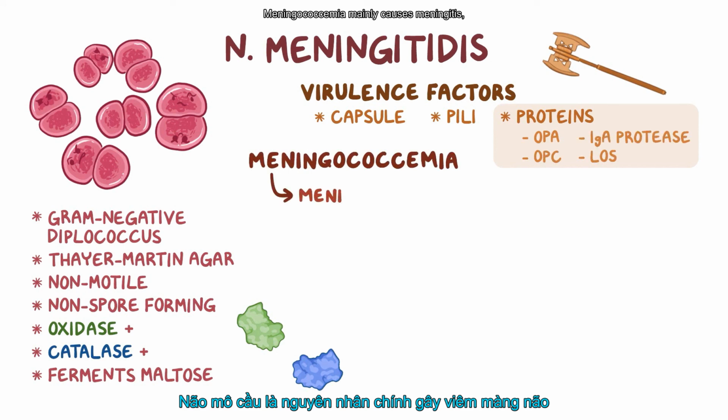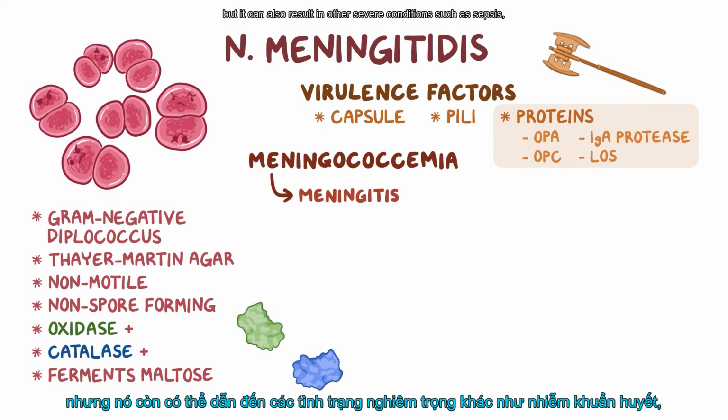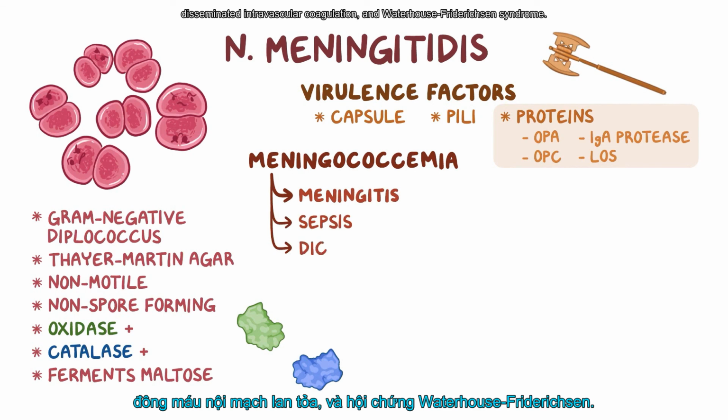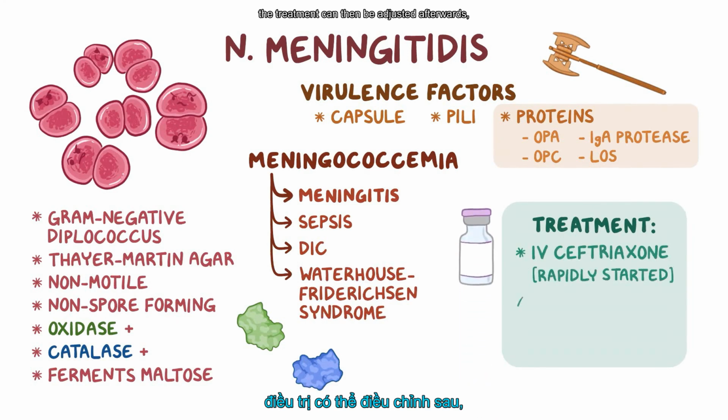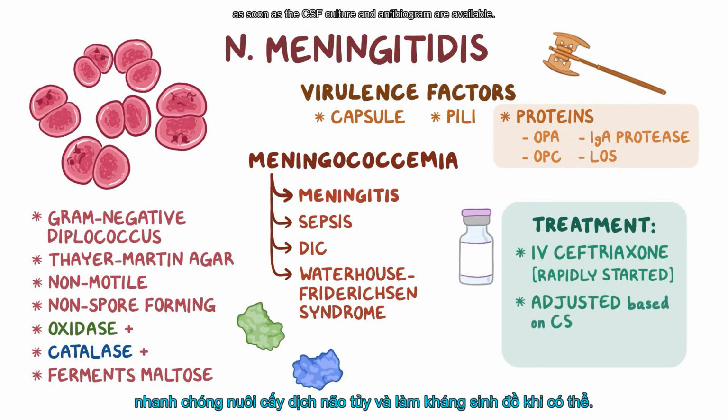Meningococcemia mainly causes meningitis, but it can also result in other severe conditions such as sepsis, disseminated intravascular coagulation, and Waterhouse-Friderichsen syndrome. Treatment with intravenous ceftriaxone is rapidly started upon clinical suspicion, but the treatment can be adjusted afterwards as soon as the CSF culture and antibiogram are available.